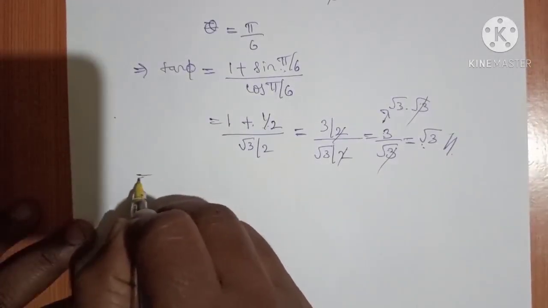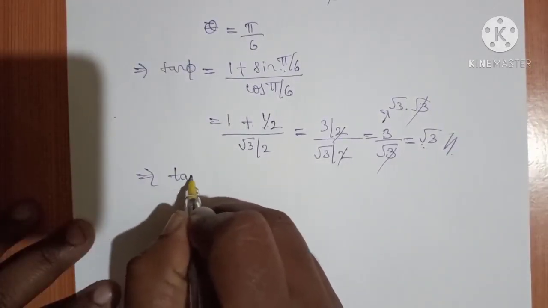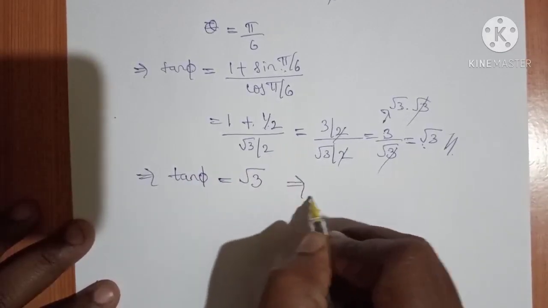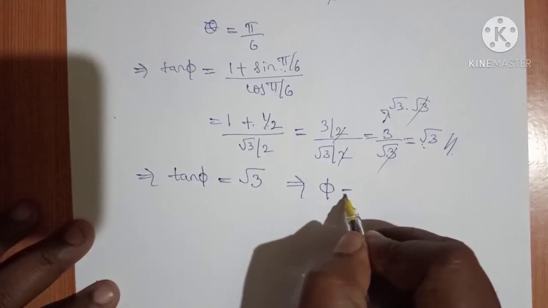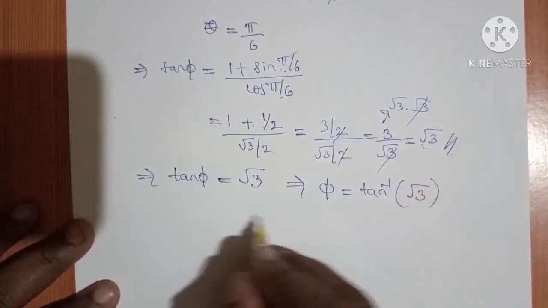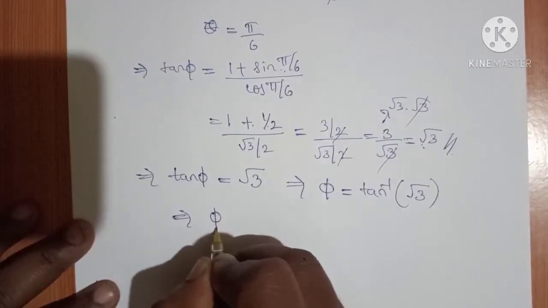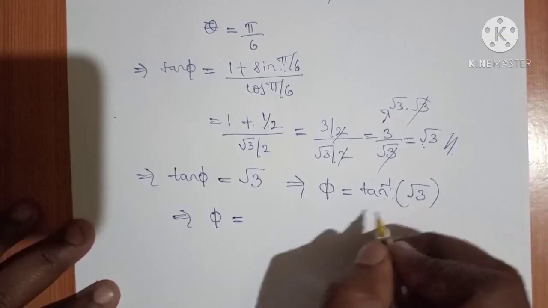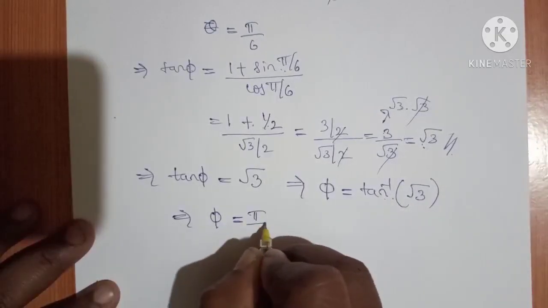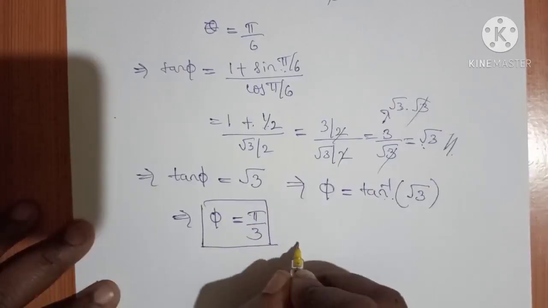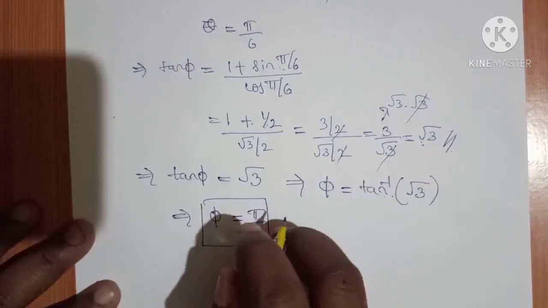So tan phi is equal to root 3, which implies that phi equals tan inverse of root 3, which gives pi by 3. So this is the required answer.